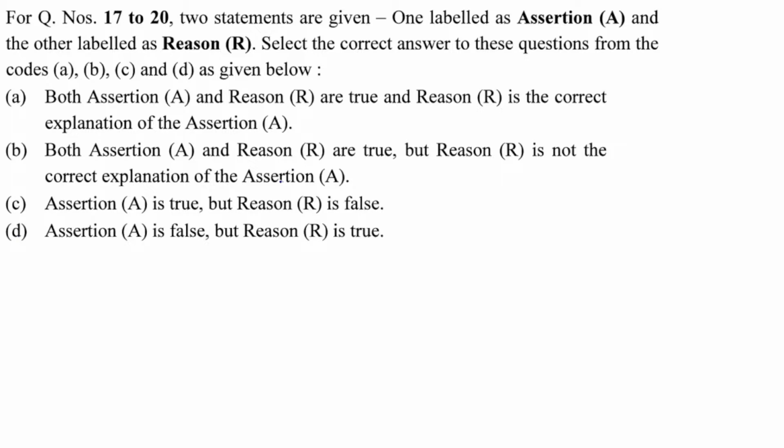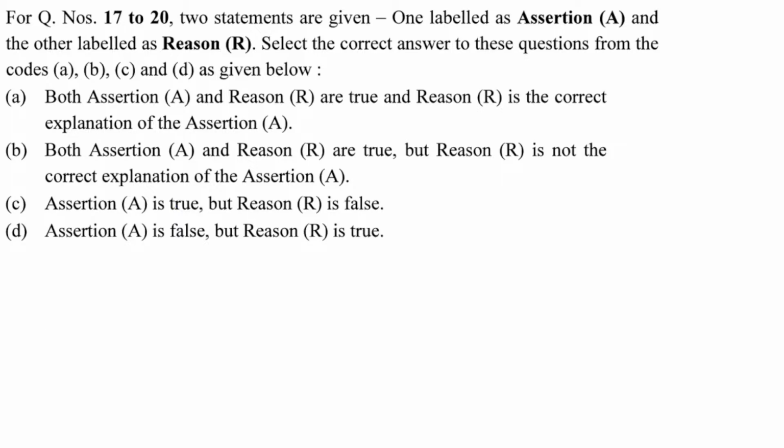Among them, the first one is both should be right and the reason should be the right explanation for A. Second, both should be right but they're not related to each other. Third option, A is true, R is false, and fourth one, A is false, R is true. Okay, we'll see the questions and see which among these four is correct. Let's see the next one.